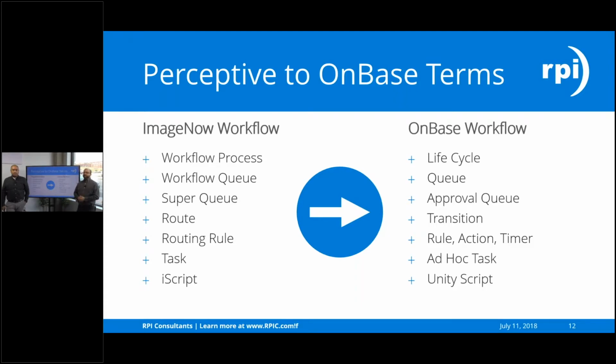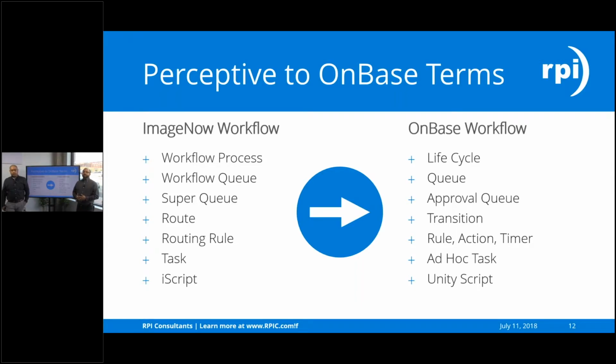That one's pretty simple. When dealing specifically with AP solutions, a super queue in ImageNow is an approval queue inside of OnBase Workflow. This is an automated queue that is created using the users that are going to be part of that approval process. So this is specific to an AP process. Instead of routes, this is kind of a big one. Instead of routes in ImageNow, they're called transitions here in OnBase Workflow. So that's a big one.